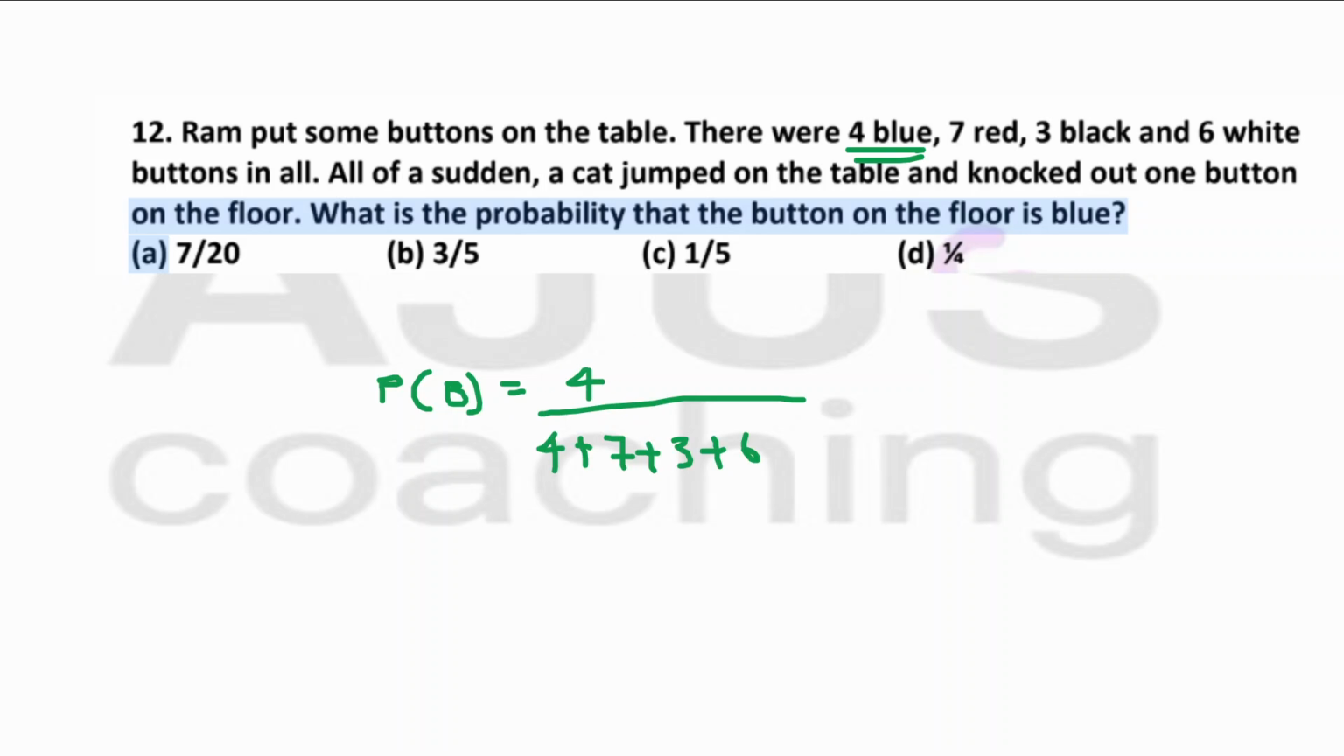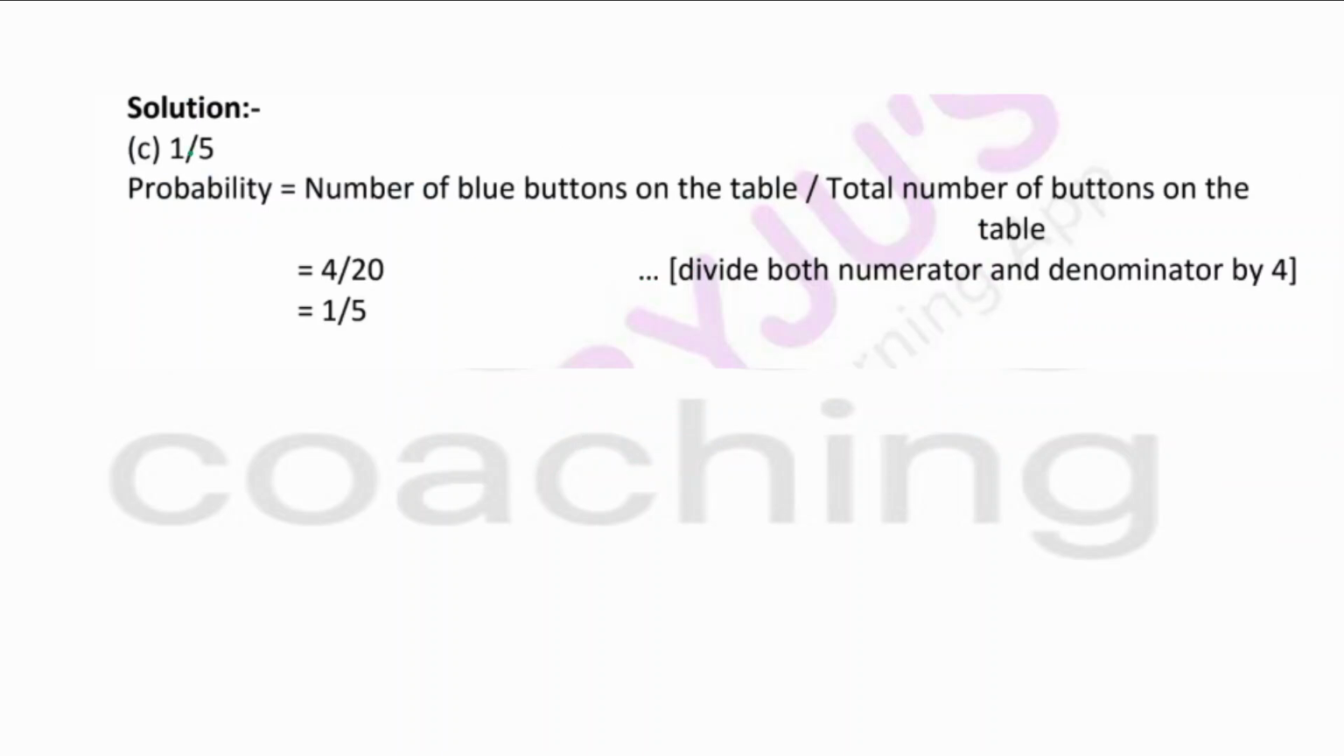So favorable events by total number of events. Favorable events is 4 here, because the probability is for blue. So 4 divided by the total, 4 plus 6 is 10, 10 and 10 is 20. So 4 divided by 20. Let us simplify. 1 divided by 5. 1 divided by 5 is the right answer. Okay, please correct your solution. Pause.